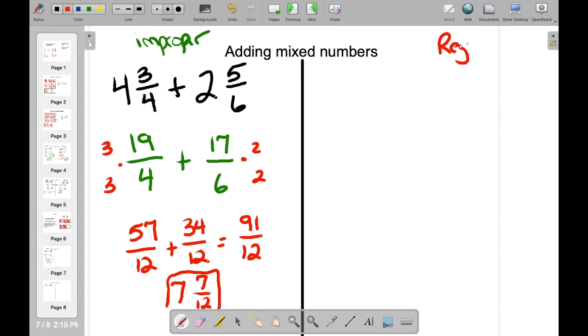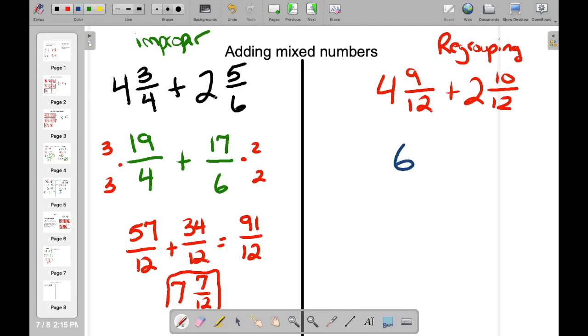The regrouping method sometimes can be a little bit faster, but you have to be very careful to not mess up your problem. In this one, we try to find a common denominator right away, which we said was twelfths. So that would be 4 and 9 twelfths and 2 and 10 twelfths. From here, we just add the whole numbers together, which is 6. And we add the fractions together, which is 19 twelfths.